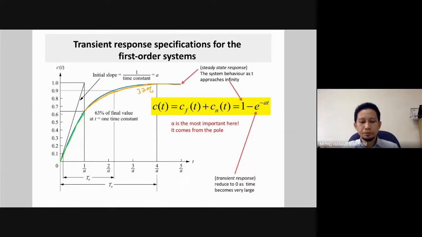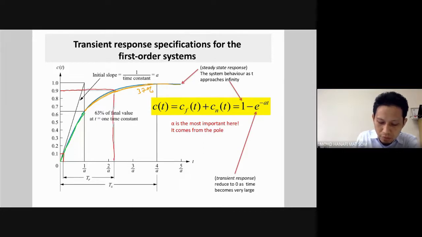All right. So the rise time is the time taken to reach from 10% to 90%. So the time taken here is actually the rise time.